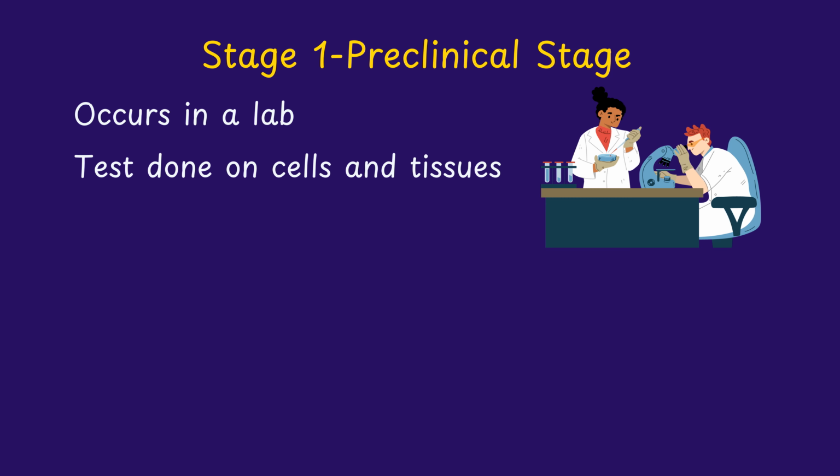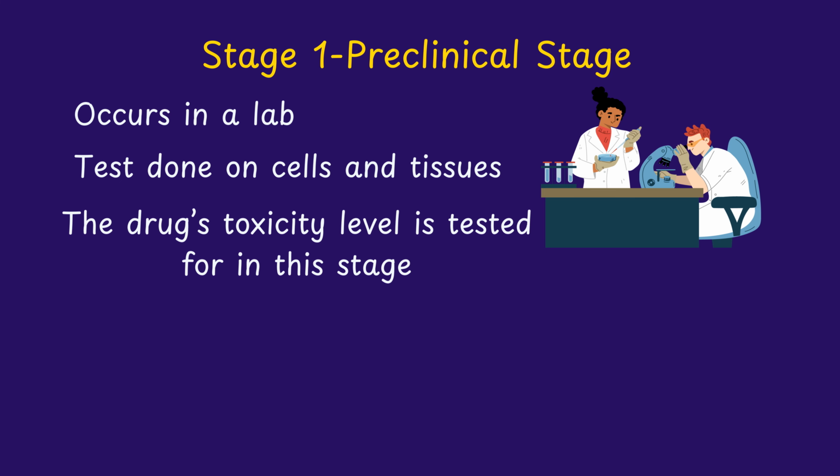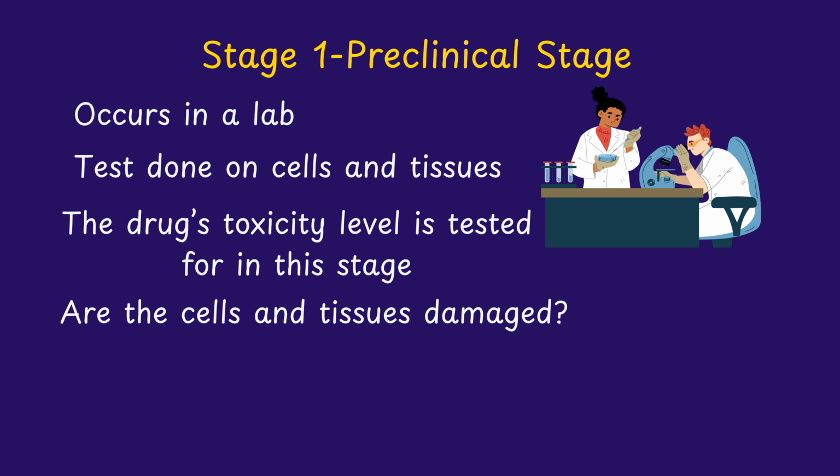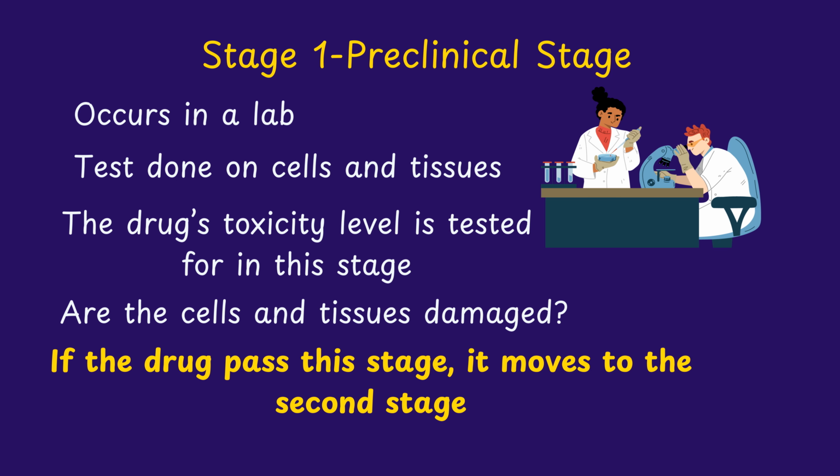The drug is tested on cells and tissues. What are we testing for? We're testing to see how toxic the drug is. Are the cells and tissue damaged? If the drug passed this stage, it moves to the second stage.